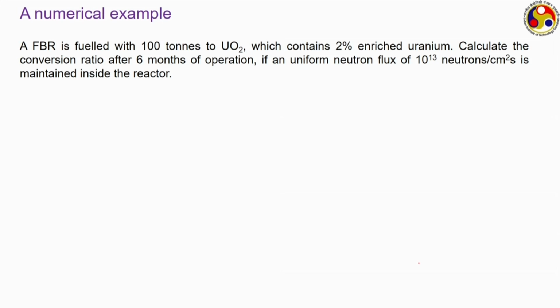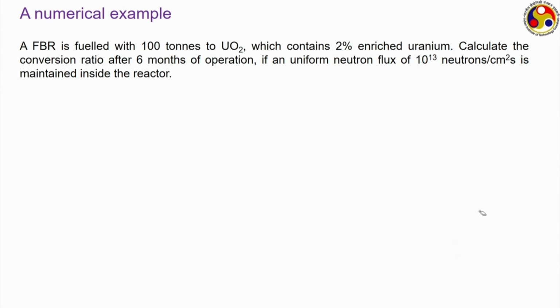Now, 2% enriched uranium means the fuel contains 2% U-235 and 98% U-238. Other isotopes of uranium like U-234 etc. can be neglected. So, what are the isotopes that we have inside the reactor?